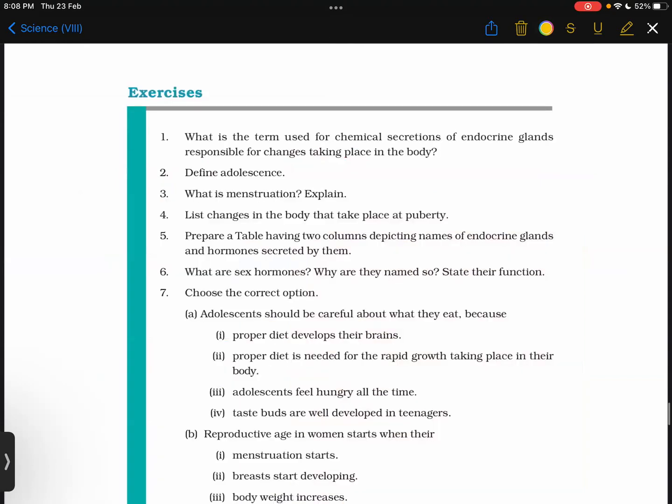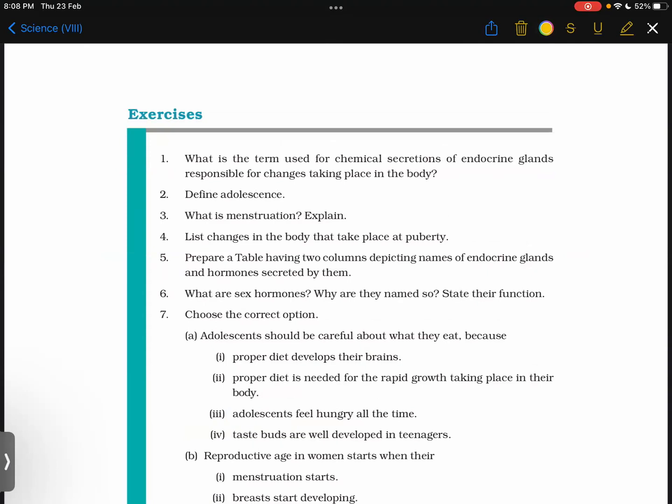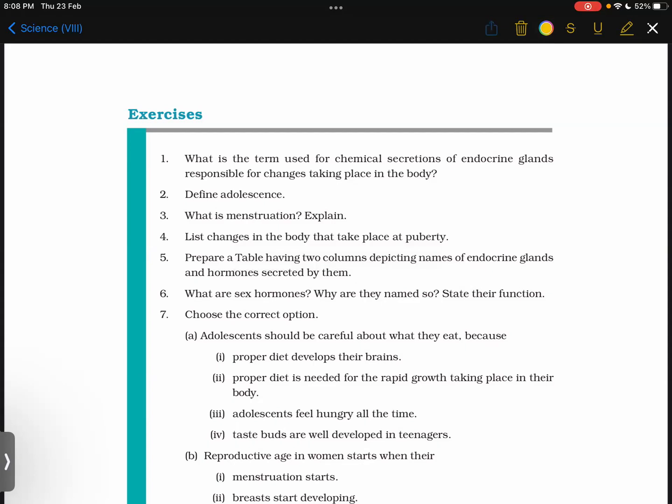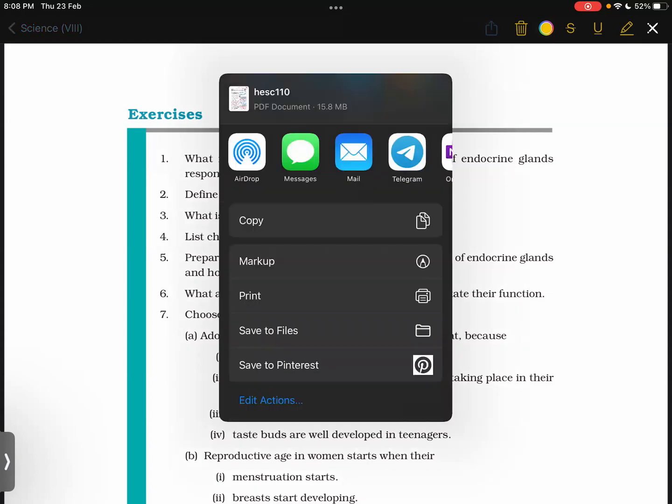Take a look at question number one. What is the term for secretion of endocrine glands responsible for changes taking place in the body? The pituitary gland? That is simple. Now, what is the term used for chemical secretions? Read the question carefully. What is the term used for secretions of endocrine glands responsible for changes taking place? It is read as endocrine gland responsible.